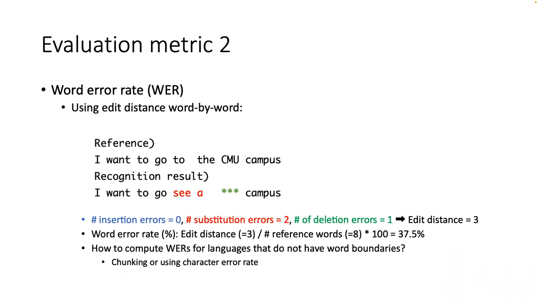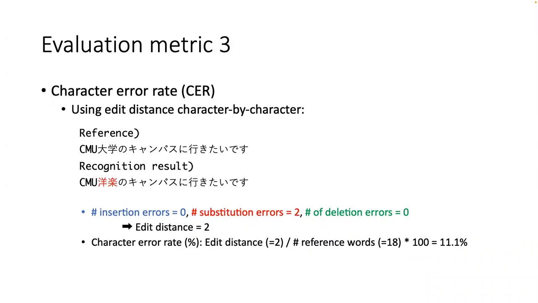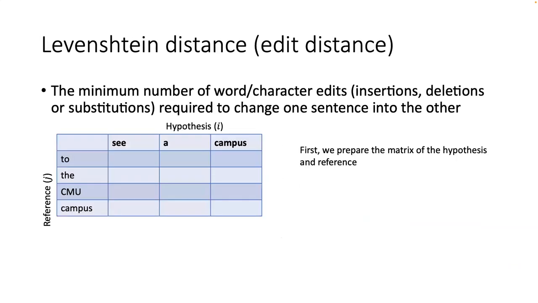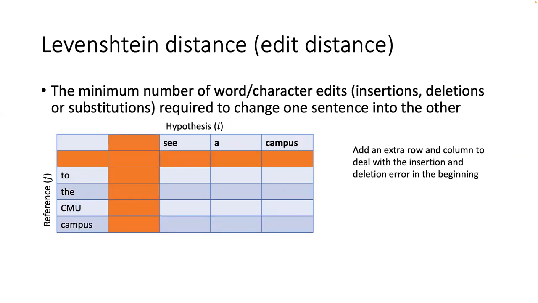People actually use the edit distance, the minimum edit operations, to consider the errors in a sentence. This method is called the edit distance or Levenshtein distance. I would like to explain how to compute this distance. So first, have a table of the hypothesis and the reference, okay? And then second, we expand this table to consider the blank, the start of sentence, the period, so that we also consider the insertion or deletion errors that happen at the beginning of the sentence.